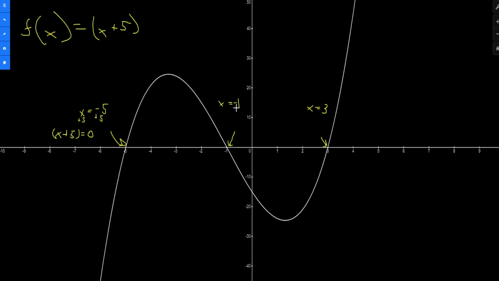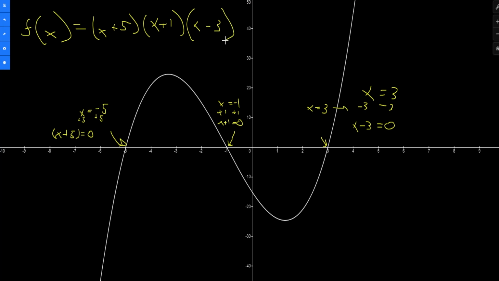And if we go over here with x minus 1, add 1 to both sides, so you get x plus 1 equals 0, which means in here we'll have x plus 1 as a factor. And then over here with x minus 3, we are going to subtract 3 from both sides. So x minus 3 equals 0. So x minus 3 is another factor of this function.